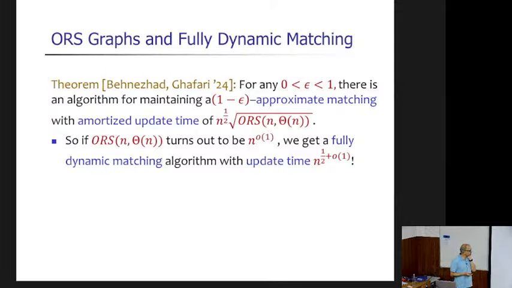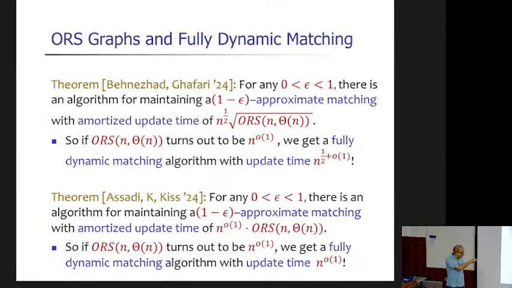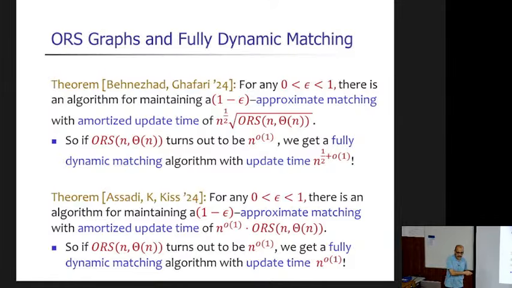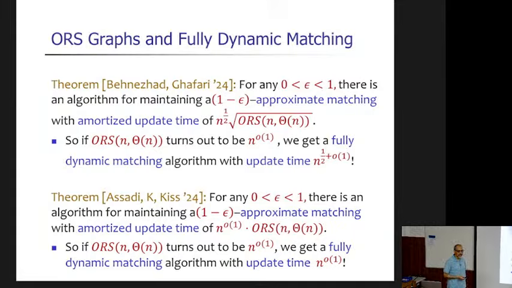And at this point, it may seem like this is it. That's the ultimate limit of this approach, right? But a few months later, we were able to push it much further, and we were able to get a result which shows an update time of n to the small o of 1 times ORS of n comma theta n. Which means if the ORS of n comma theta n turns out to be n to the small o of 1, you have a fully dynamic matching algorithm with an update time of n to the small o of 1. It's a conditional result, right? Hoping for something good to happen on the density front. But if it comes to pass, then our goal of beating square root n is realized in a very strong sense. We would reach n to the small o of 1 update time.